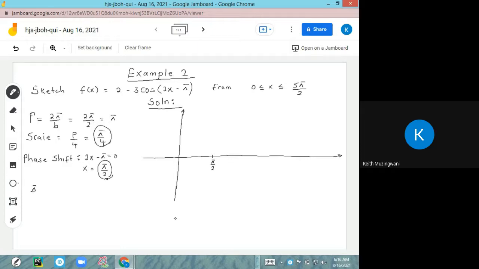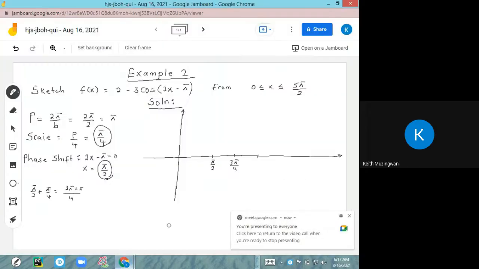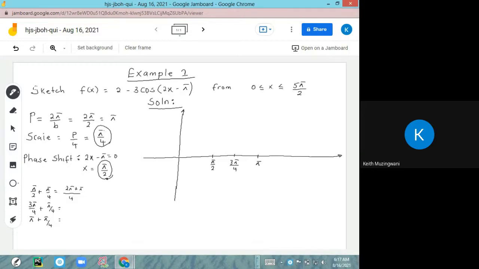So let's carry on. Pi over 2 plus pi over 4. We get 4 down. We get 2 pi. And we get 2 pi plus pi, giving us 3 pi over 4. The next number is going to be 3 pi over 4 plus pi over 4, giving us 4 pi over 4, which is equal to pi. Okay. And then pi plus pi over 4, we get 5 pi over 4.